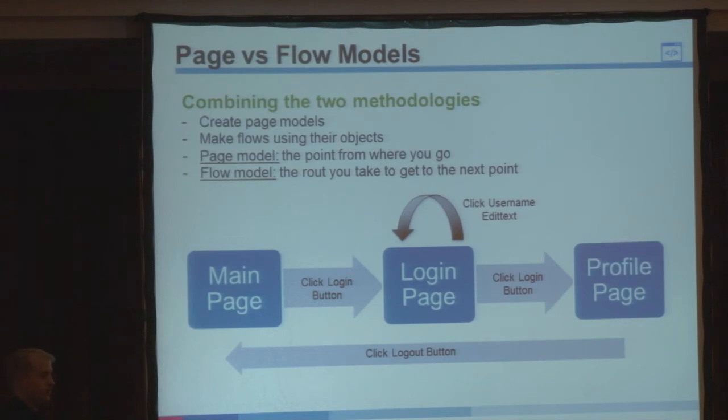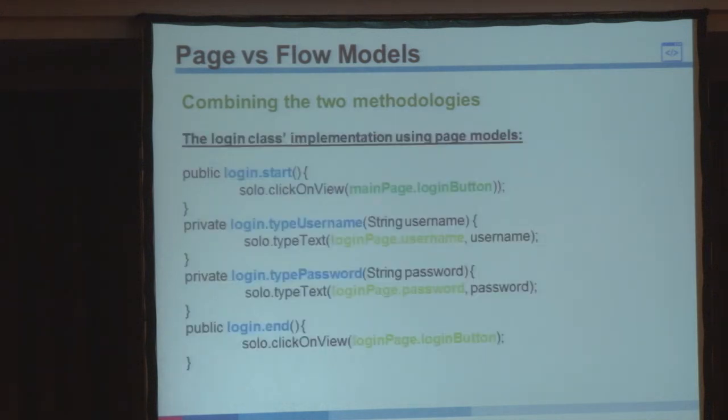Also, if you have heard about the state machine diagram of UML, it might be familiar to you. And how does it look? You have the login start, login type username, and all the flows here, and then you have the page objects here, and you refer to them this way. So you separate the logic, the flow models, and the structure, the page model, from each other, so you know where you are and where you go.